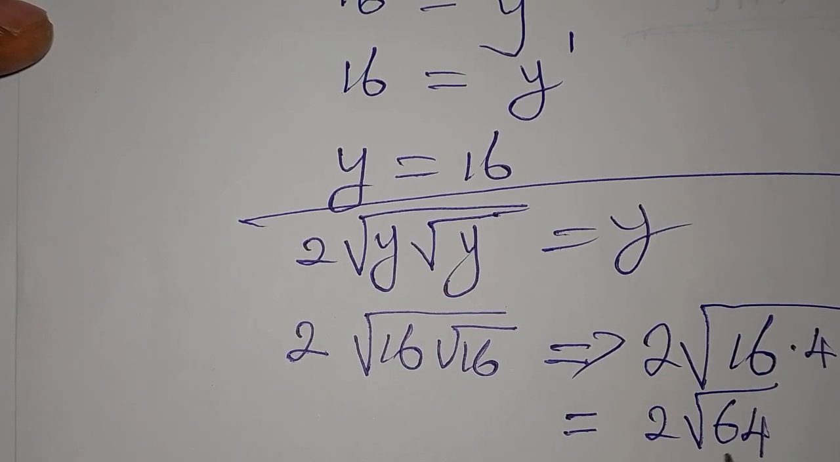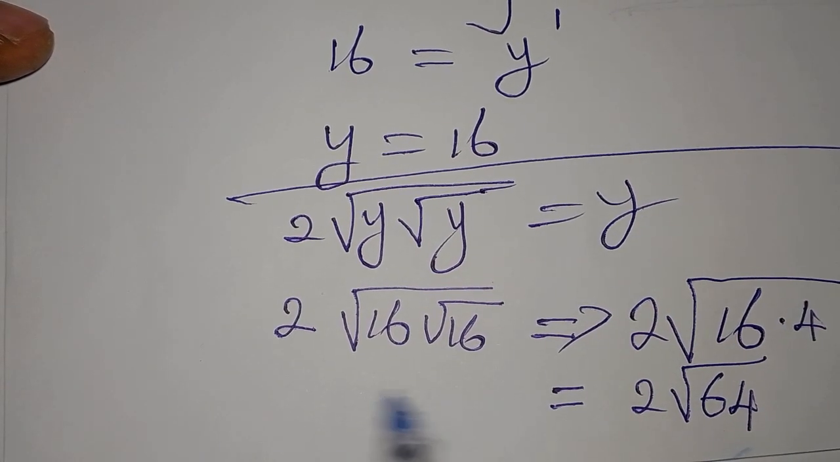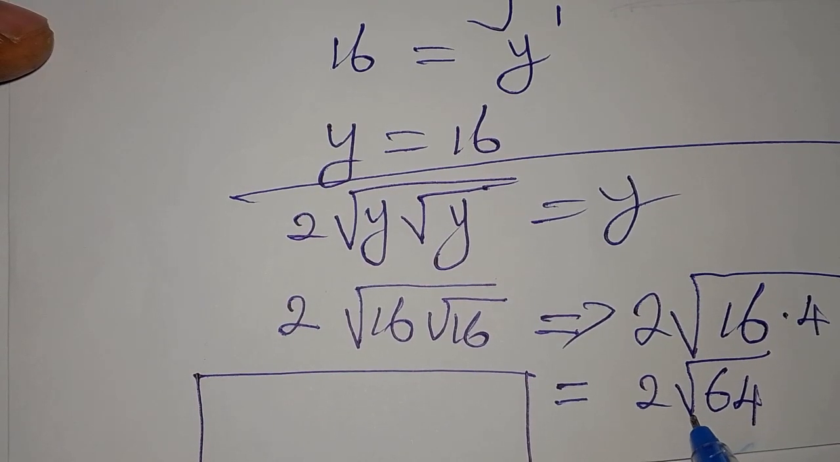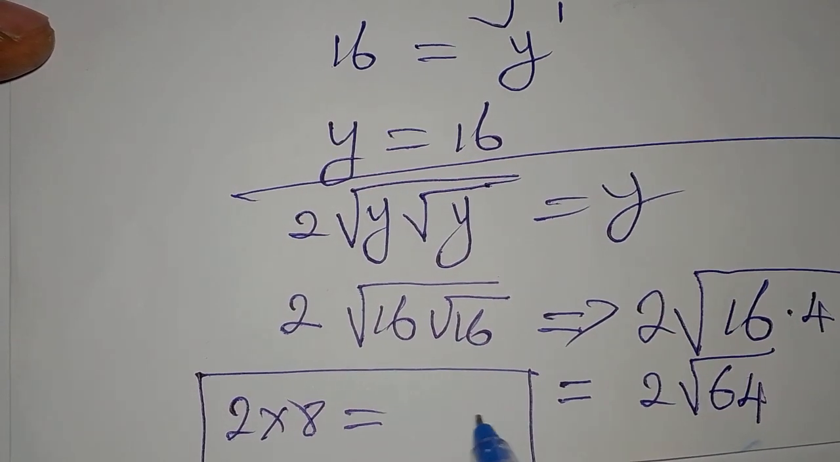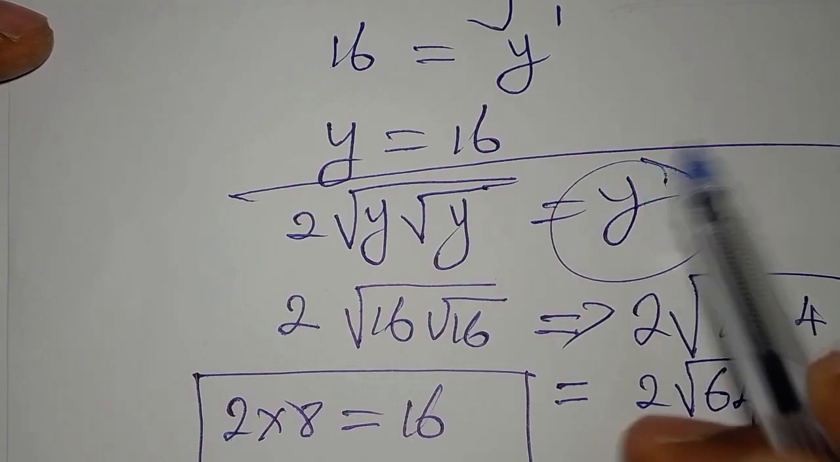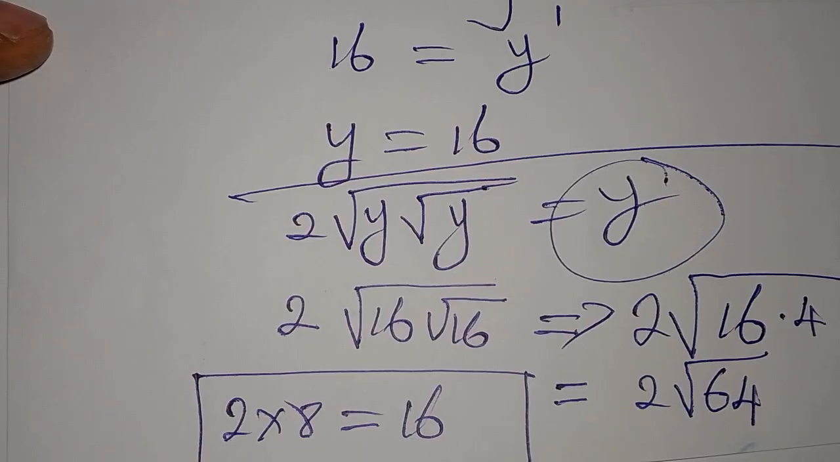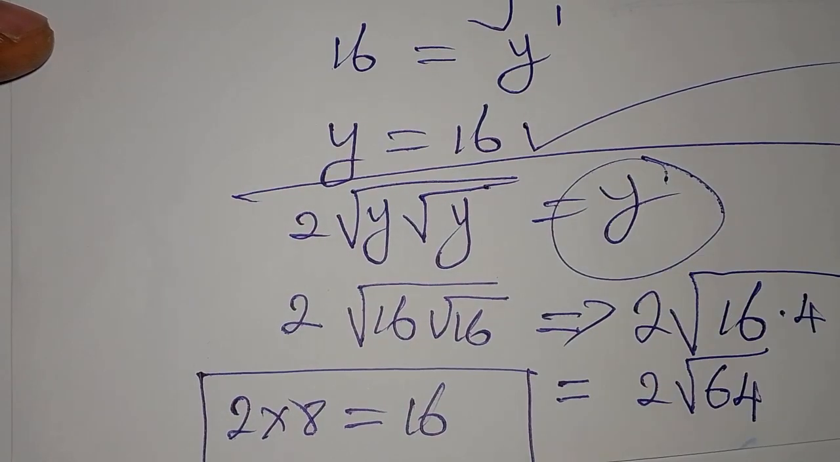Then square root of 64 is what? The square root of 64 is 8, so we have 2 times 8, and that is what? 16. Remember, we have y on the other side, and that y stands for what? 16 as well. So we are very correct to say that our y is equal to 16.